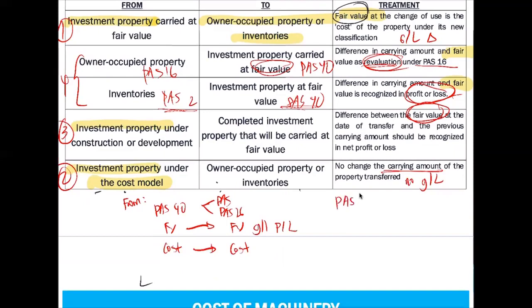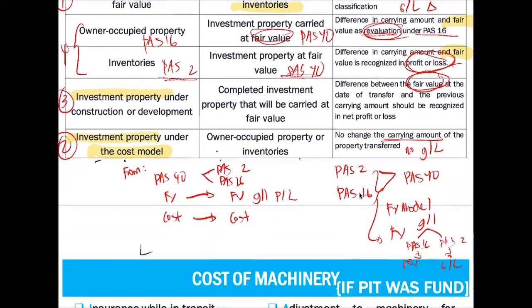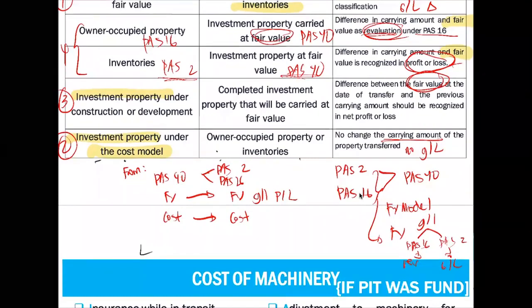But if that is under PAS 2 or PAS 16, and it will go to PAS 40, under fair value model only, either the two, you will account it at fair value. But the gains or losses are different. If it is from PAS 16, it is known as revaluation. PAS 2, placed as gain or loss in profit or loss. Okay? So from PAS 40 to PAS 2 or PAS 16, from PAS 2 or PAS 16 to PAS 40.